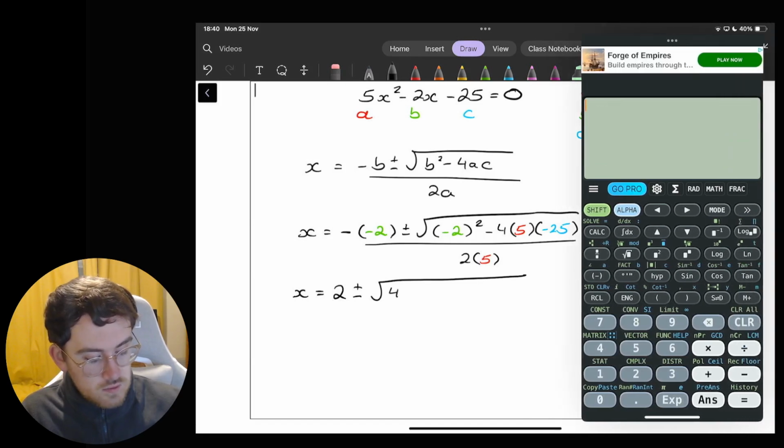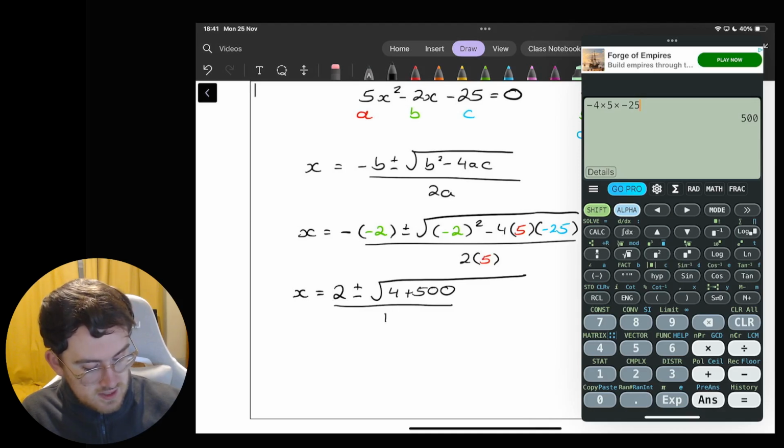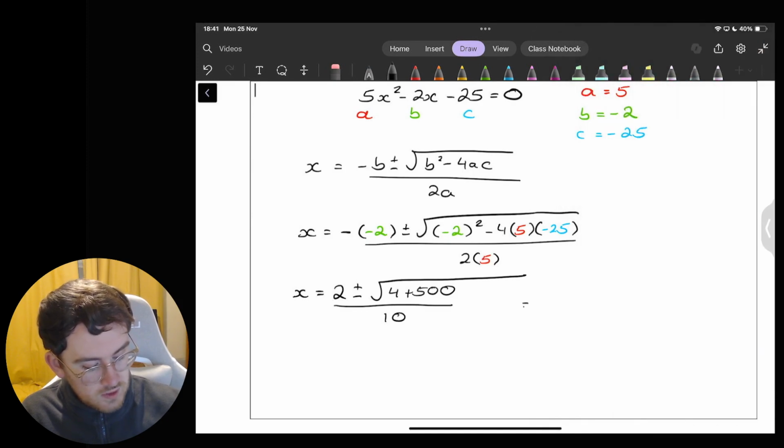For the next one, we'll make sure we take the minus 4 with us as well, just to identify that one, and I get plus 500 all over 10. We'll go a little bit further, so 2 plus or minus the square root of 504 over 10.